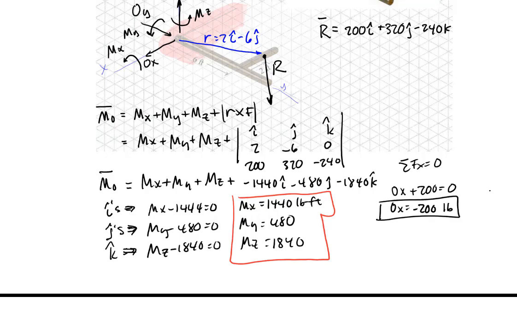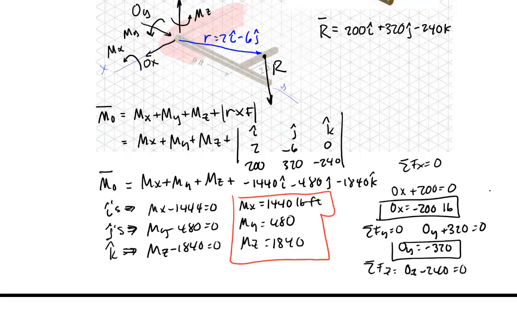Sum of the forces in the y. So here I've got Oy, I've drawn it as positive, plus 320 equals 0, so Oy is equal to negative 320. And the sum of the forces in the z is equal to Oz minus 240 equals 0, so Oz is equal to positive 240 pounds.